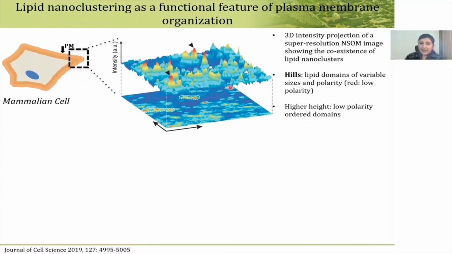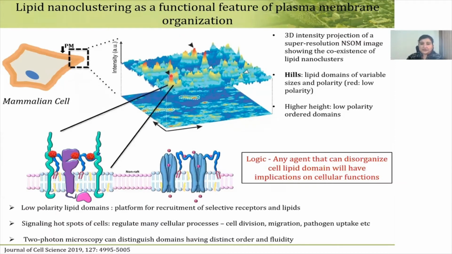And having such domains is important for the cell because these regions actually act as platforms to recruit or sequester membrane proteins, which basically act as a channel between the outside and the inside world for communication in the form of cellular signaling, which in turn regulates a lot of cellular processes. And the logic we had was that any agent that can disorganize such lipid domain organization might have an implication on cellular functions.